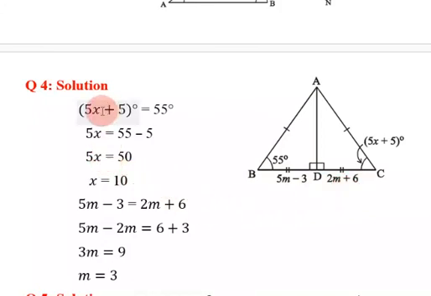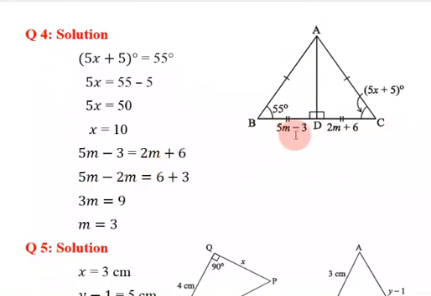Okay, so 5x plus 5 is equal to 55 degrees by these corresponding angles. Okay, and when this 5 is moving to the other side of the equality, it will be subtracted from the 55. We will have 50. Now this 5 is multiplying with the x, move it to the other side, then it will divide. So 50 divided by 5 is equal to 10. So the value of x is equal to 10.